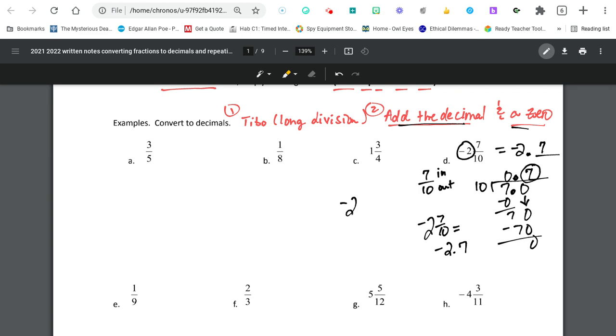Now, some of you are going to prefer this method to change it to an improper fraction. 10 times 2 is 20. 20 plus 7 is 27. You'll look at it as negative 27/10. And then you can T-bow that way, but that's completely up to you. You're still going to get negative 2 and 7/10. Everything up here was terminating because we got a remainder of 0 with nothing else to bring down.